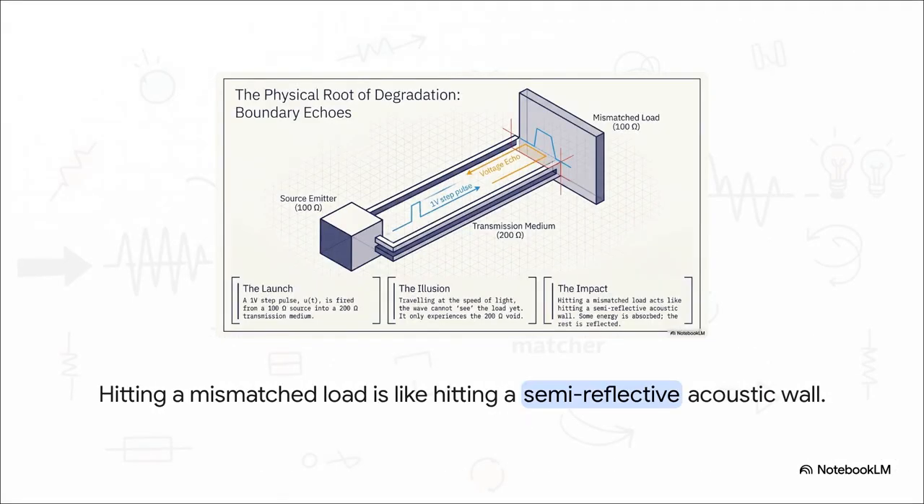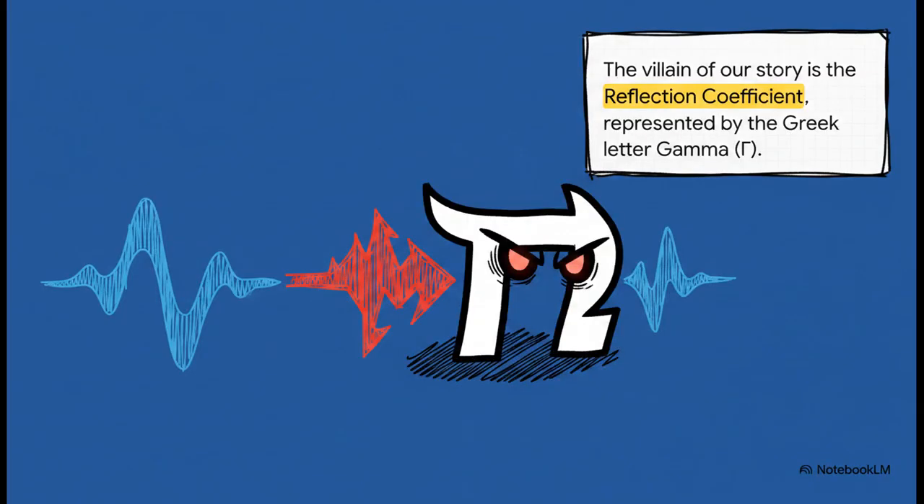So, if the medium has this invisible property, what happens when the signal gets to the end of the road and hits the receiver, or what we call the load? Well, if the load's own impedance doesn't perfectly match the medium's characteristic impedance, it's like a sound wave hitting a wall. Some of the energy gets through, but a chunk of it literally bounces off, creating an echo that starts traveling all the way back to where it came from. And believe it or not, we can actually put a number on this reflection. The villain of our story has a name. It's the reflection coefficient, and we represent it with the Greek letter gamma. It's a simple little formula that tells us exactly how much of our signal is going to bounce back.